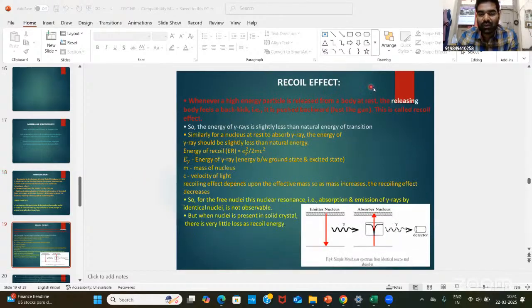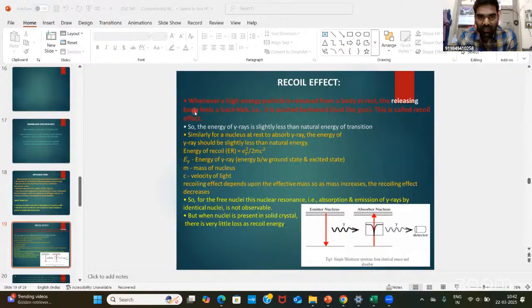So what is the recoil effect? Let us see. Whenever a high energy particle is released from a body at rest, the releasing body feels a back kick. That is, it is pushed backward just like a gun. This is called the recoil effect.